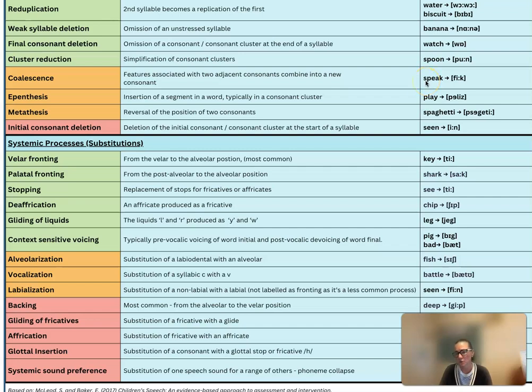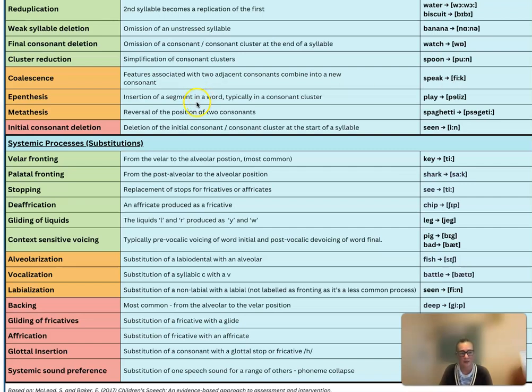You've got an s, which is an alveolar fricative, and then you've got the p, which is a bilabial plosive. And what that child has done to make it into an f is they've taken the fricative element from the s, so that manner of articulation, and they've taken the labial bit of the p and made it a labial fricative. So that has combined those two things. So it's now gone to a labio-dental fricative. So that's what coalescence is.